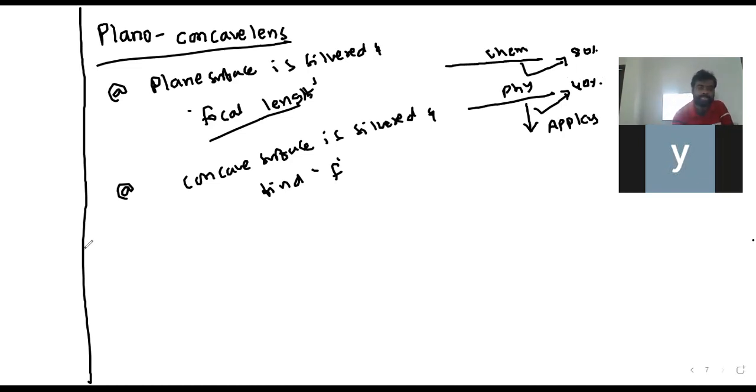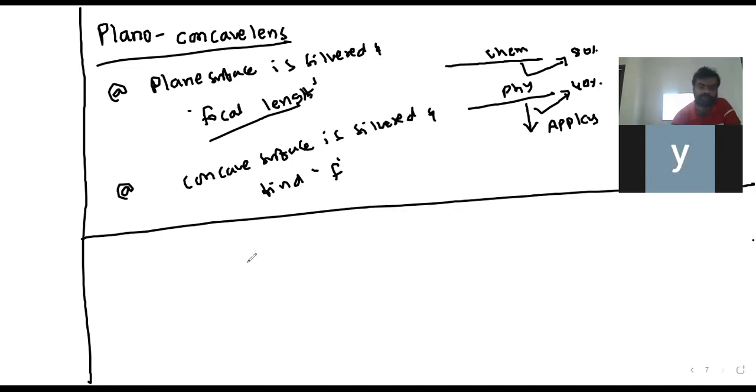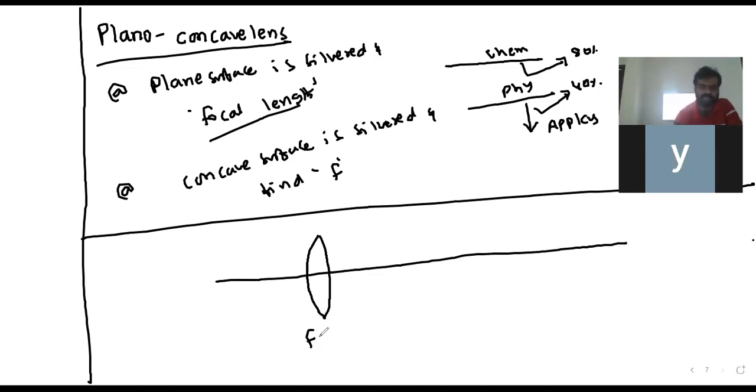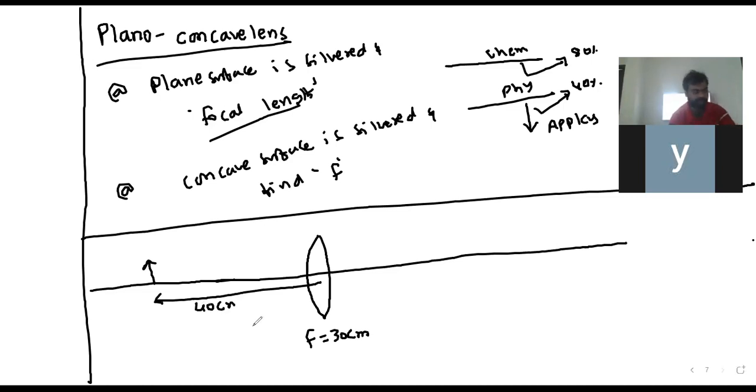Okay, fine, this is done. After this, what do we have? Suppose I am having a lens. Let us consider the focal length of the lens as 30 centimeter. Suppose I am having an object here which is at a distance of 40 centimeter.